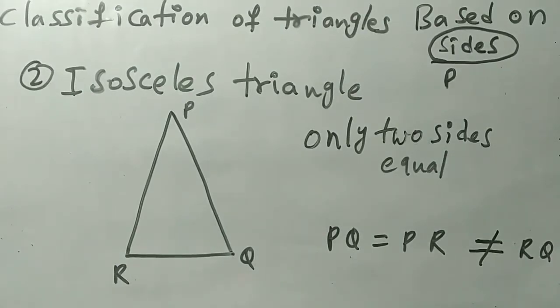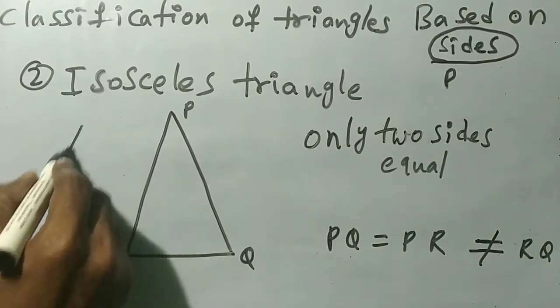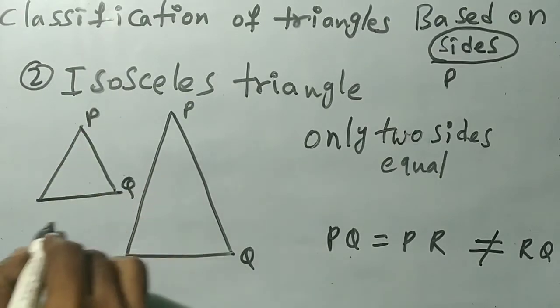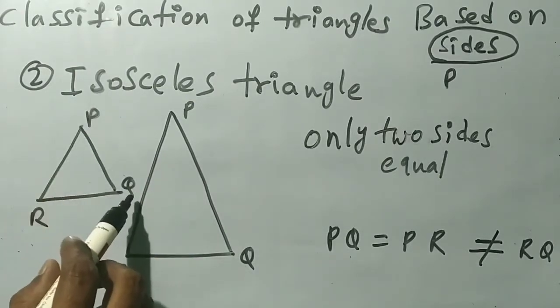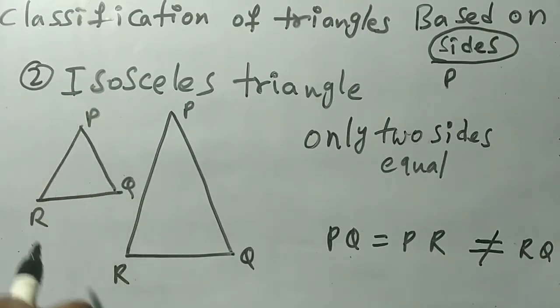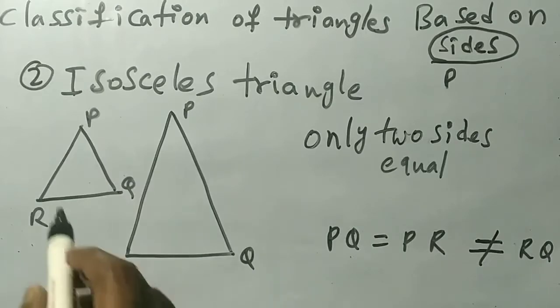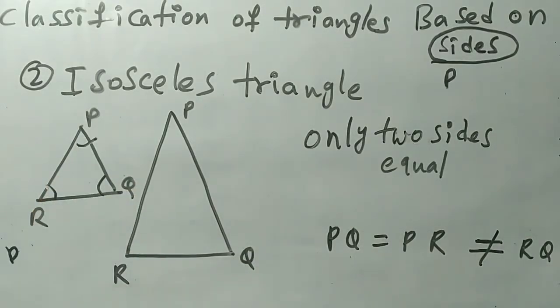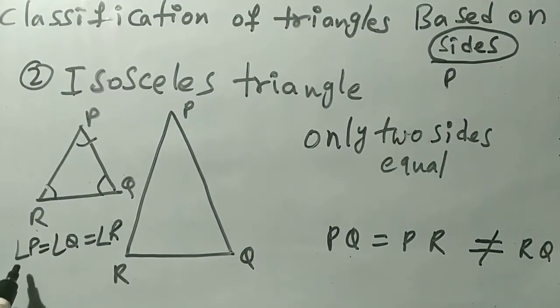In the previous one we discussed the equilateral triangle, that is, all sides are equal. That is P, Q and R, where PQ is equal to QR is equal to RP. These three sides are equal, and when the sides are equal, then the angles are also equal. That is, angle P, angle Q, angle R are all equal.